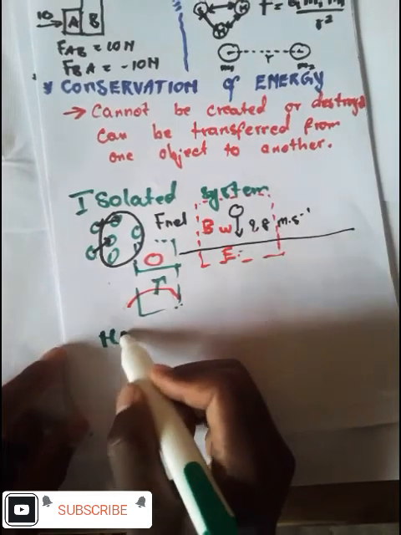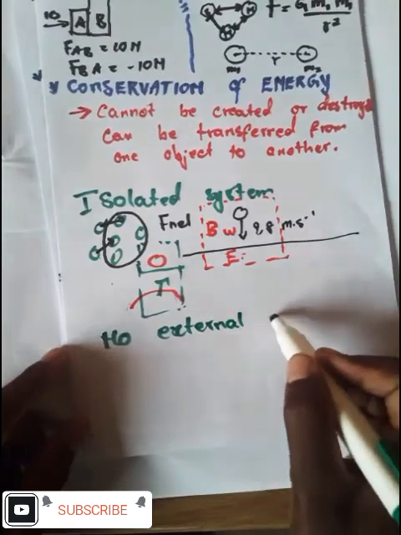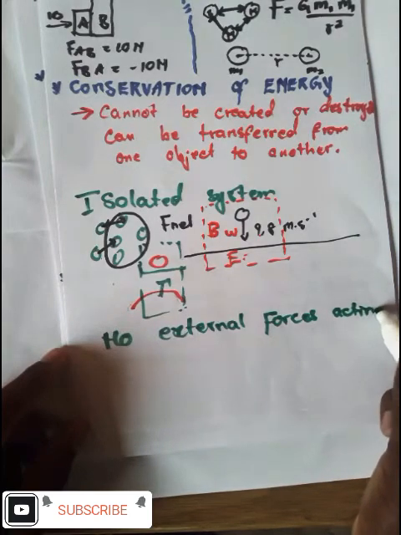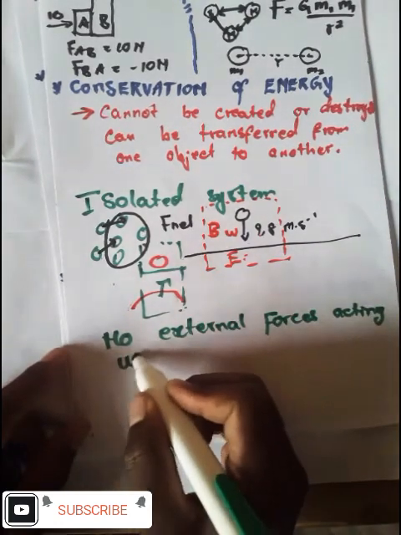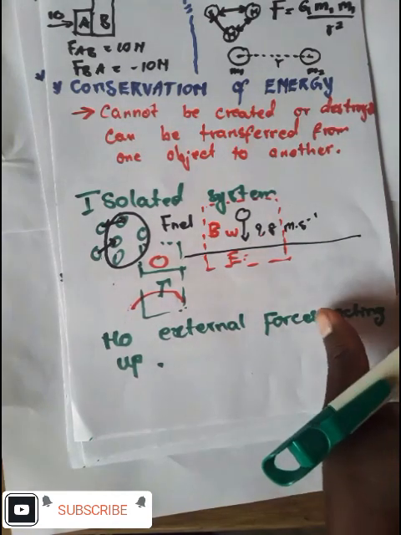No external forces acting. So we have no external forces. That's how you can identify an isolated system. So this is the conservation of energy: in an isolated system, the total energy remains the same. The energy that we are going to talk about here is kinetic energy and gravitational potential energy.